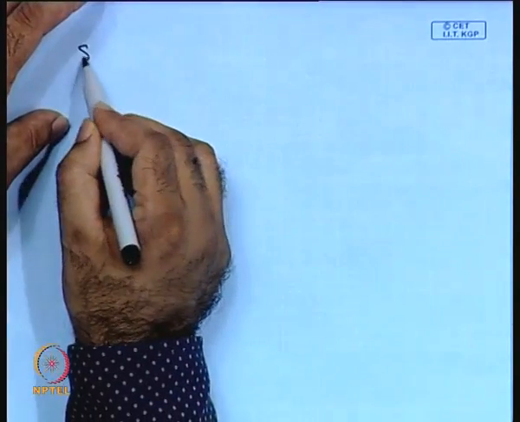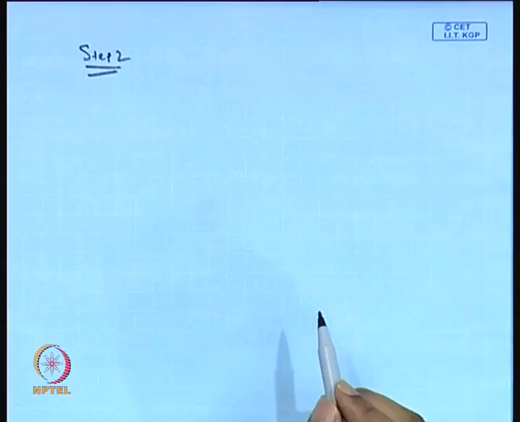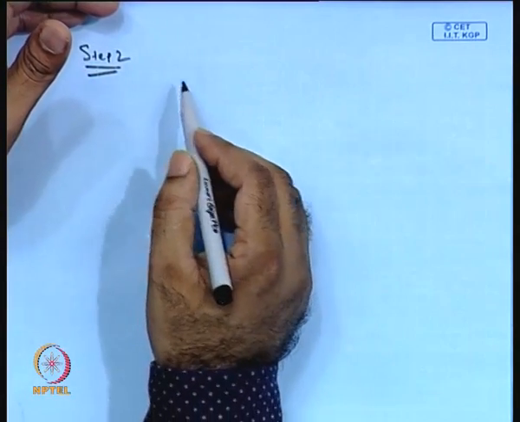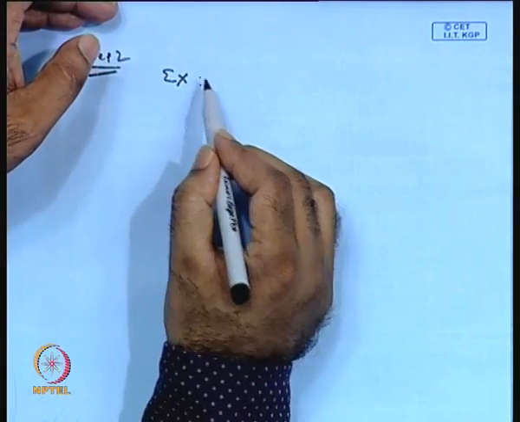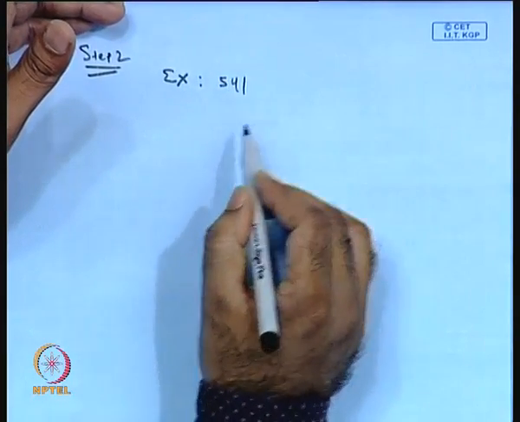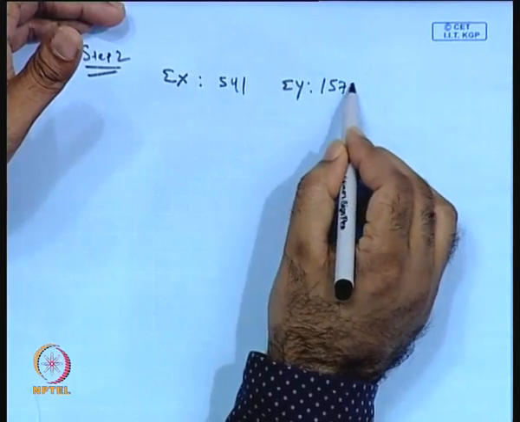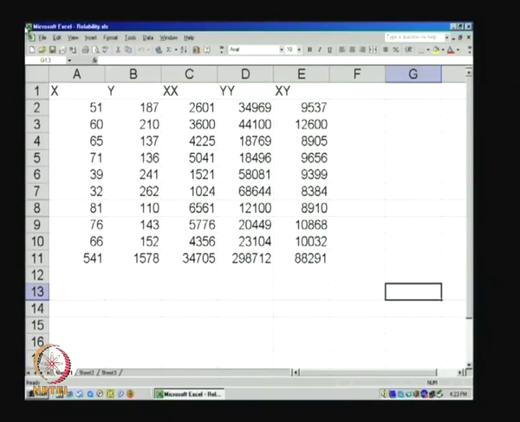So, in step 2, what you have to do is report the summary of this particular information. Because we have two variables, the summation of x is 541, and the sum of y is 1578. Okay. So, this is sum y 1578 and sum x is 541. Now we would like to know what is summation x square.